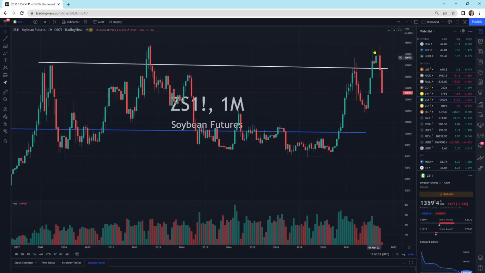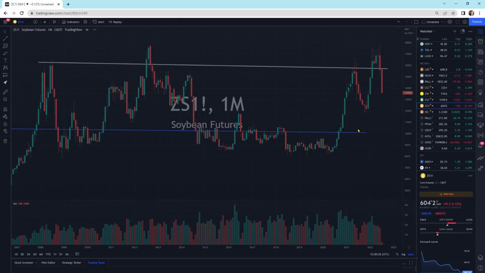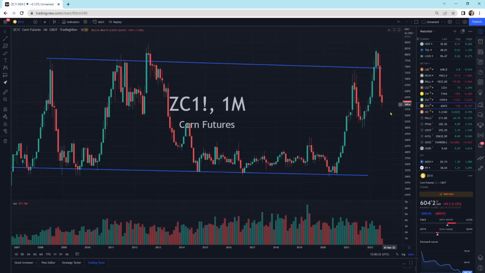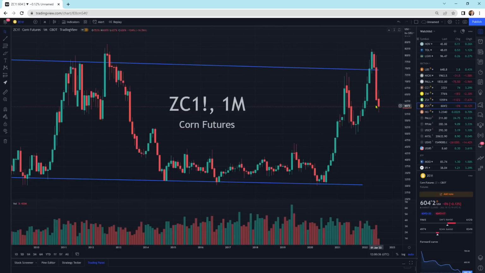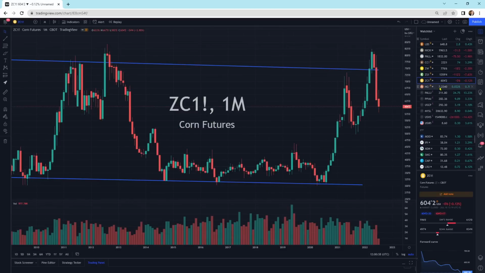Soybeans ran into some selling pressure up here, and it's pulling back quite dramatically. Strong selling pressure. Corn futures are also pulling back. And I don't really play any of these soft commodities, but we're just taking a look at them.